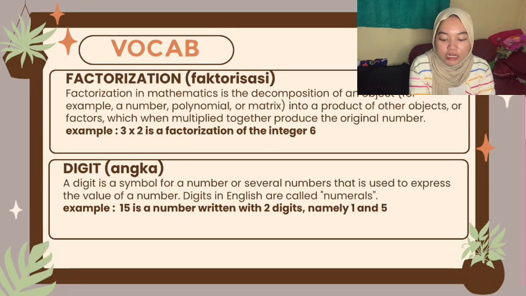Digit in Indonesian is angka. A digit is a symbol for a number or several numbers that is used to express the value of a number. Digits in English are called numerals. Example: 15 is a number written with two digits, namely 1 and 5.